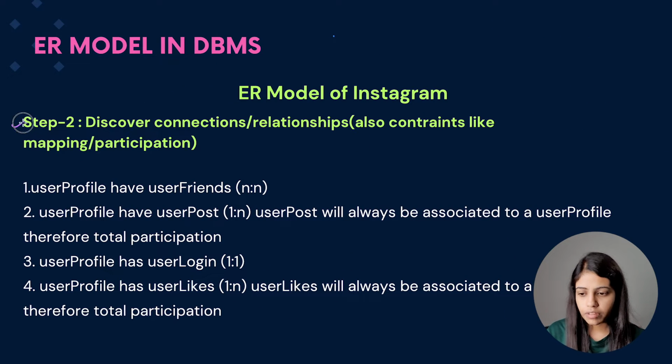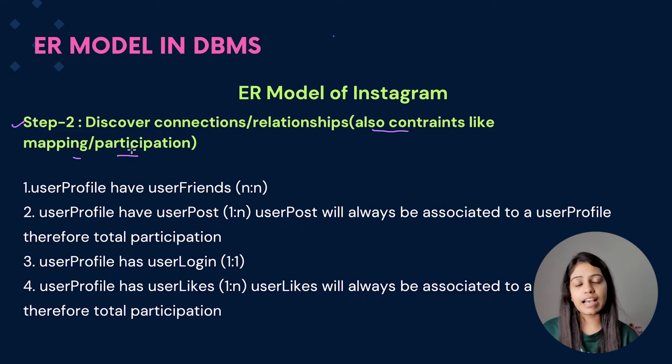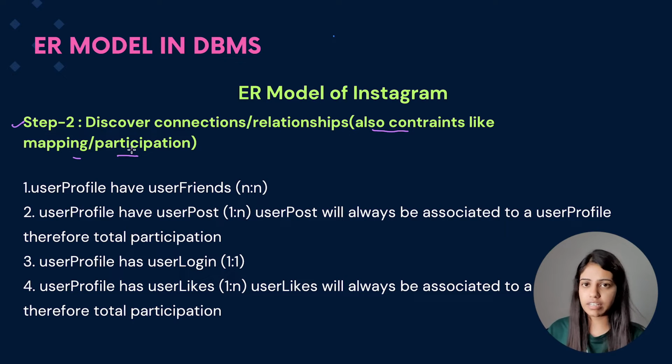Now step 2, discover connections, relationships, also constraints like mapping and participation. Now we have to discover the connections and linking or the relationship between them. As I told, what happens is that we use the primary key to establish a relationship between two tables. Now we have also learnt about the types of relationships based on cardinality or mapping constraint, that is one to one, one to many, many to many, and many to one. So on the basis of that, we will now establish the relationship between those entities.